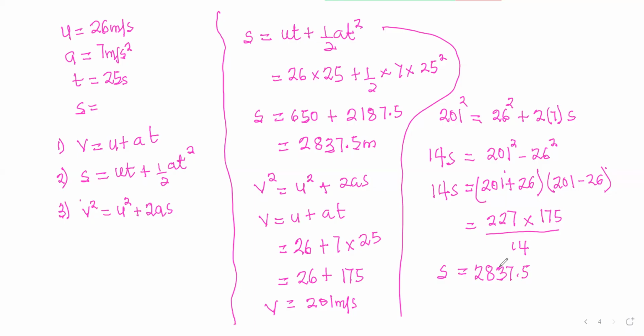A body starts with an initial velocity of 26 meters per second and moves with a constant acceleration of 7 for 25 seconds. Find the total distance moved in meters. And I said, sketch this on a velocity time graph. When you finish, we use this to find the total distance. And we must get the same figure, 2,837.5 meters. So let's confirm.